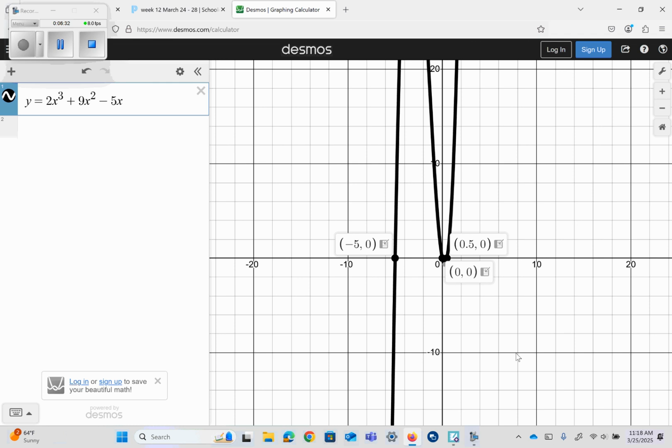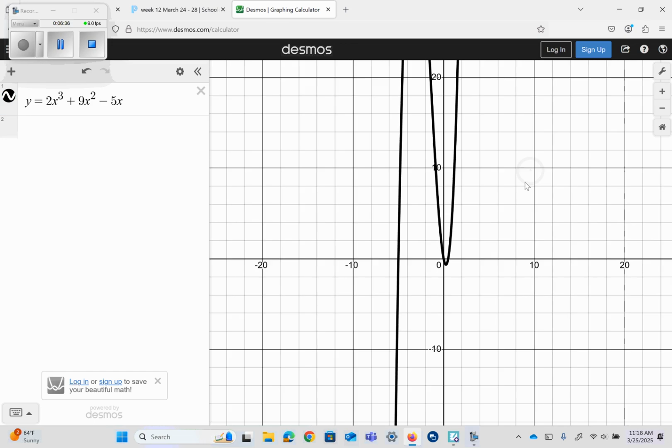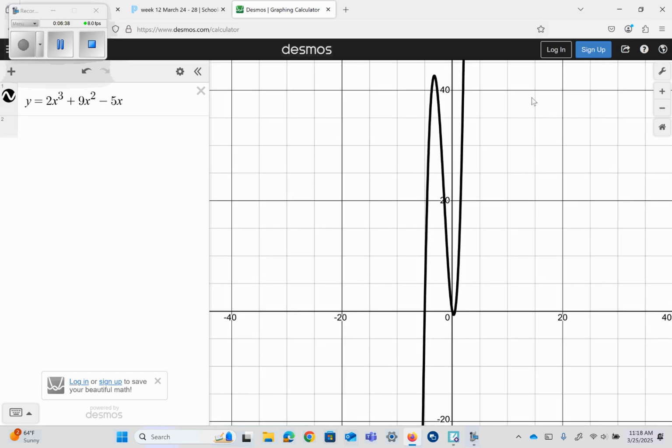So there's our roots. And then if it says, where are the intervals increasing or decreasing? So what you need to do at that point is you have to find your local maximum and your local minimum. Okay, so don't worry about not knowing what the fraction is. So I'm going to write this down.